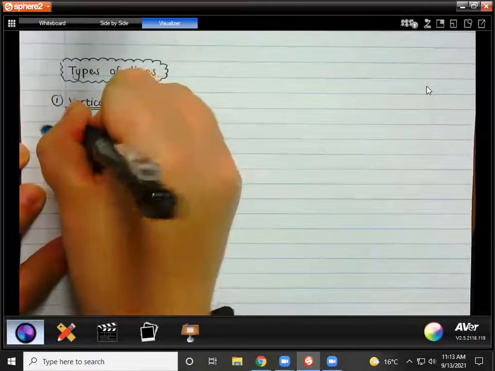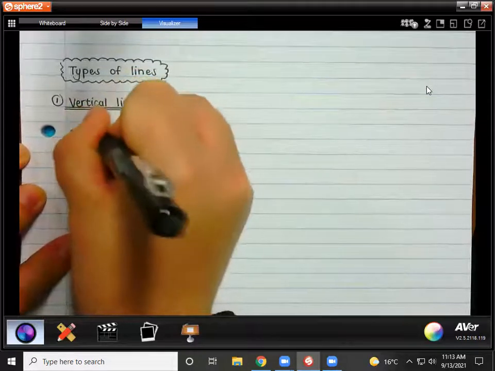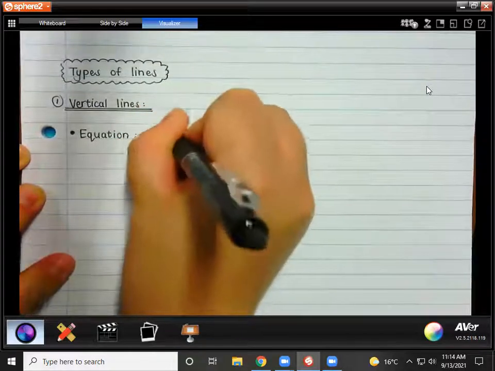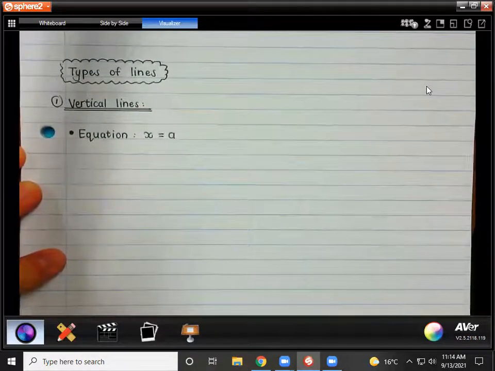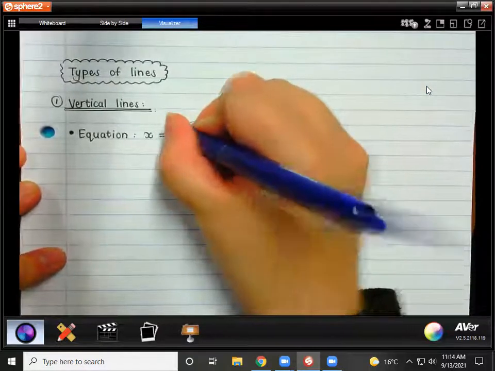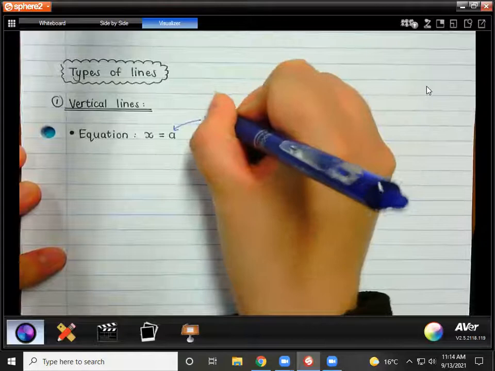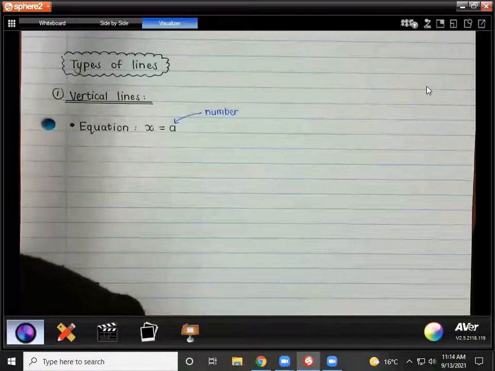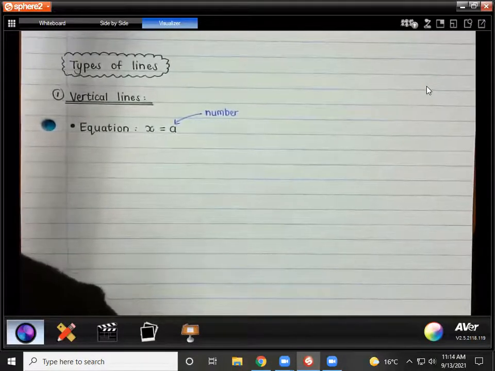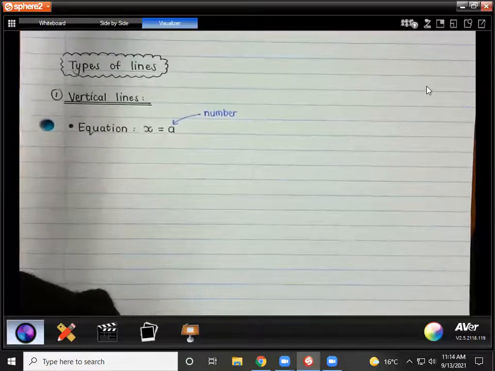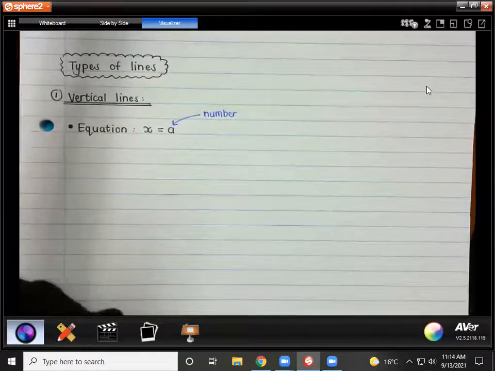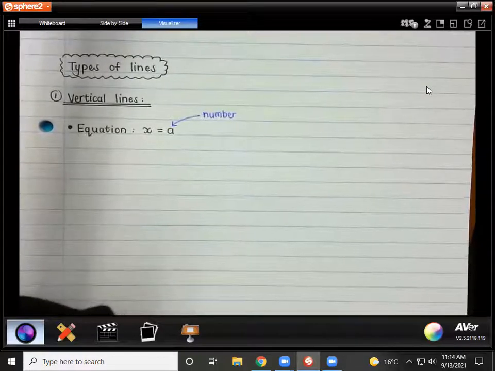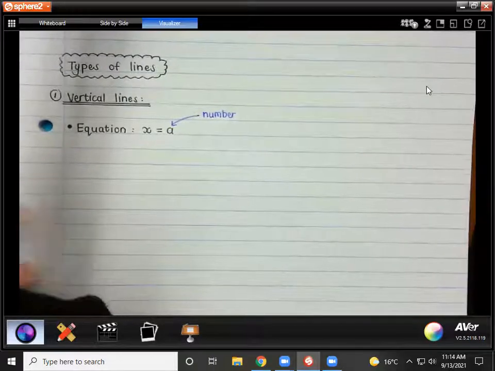Vertical lines have an equation. So I'm going to write equation of x equals a. And a is going to be a number. Okay, you'll see now when we're drawing some of these graphs. So a vertical line can have the equation x equals 1, or x equals 4, or x equals -6. Right, that is what a vertical line equation will look like. And basically, guys, the equation of a line is telling you how it's going to look on the Cartesian plane. Okay, so we're going to draw an example now.